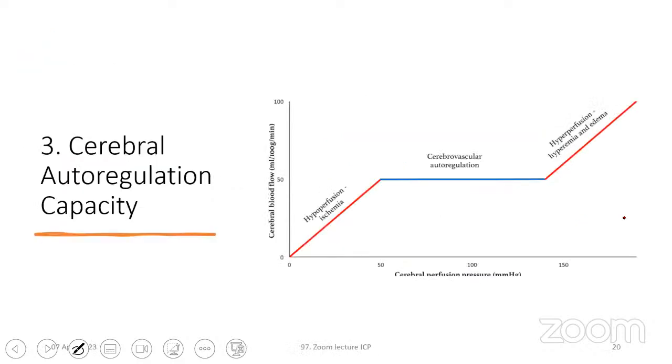So this is the cerebral autoregulation capacity. The cerebral blood flow is in ml per 100 grams per minute, and here the cerebral perfusion pressure is in millimeters of mercury. So they are the points here. 50 is the one point and 150 is the other point. Between these two, cerebral autoregulation keeps the cerebral blood flow constant. When it falls below, it becomes hypoperfusion, and when it goes above, with hyperperfusion, the hyperemia and edema sets in.